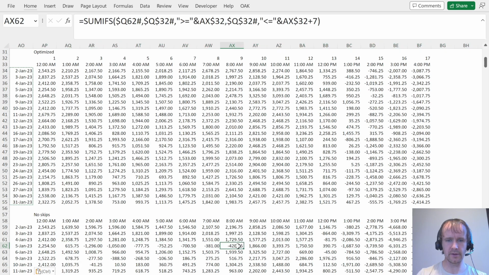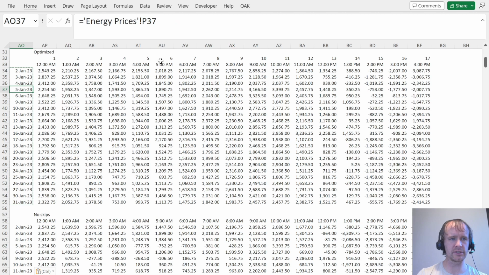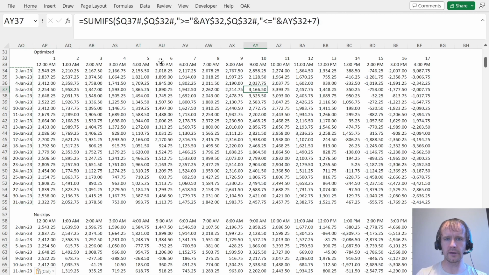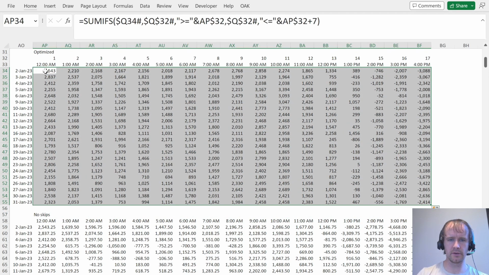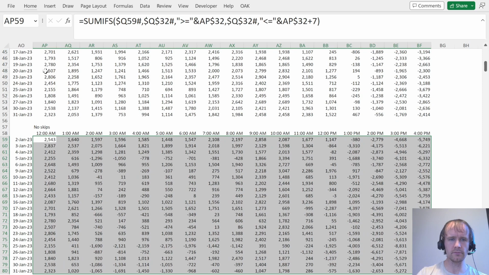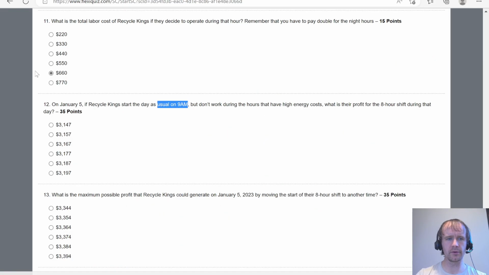January 5th, they actually lost 428, but it is looking for 3,000, so they don't start the day at 9 a.m., but let's say we do start the day at 9 a.m. January 5th. Start at 9 a.m., 3166.5. I want to get rid of my decimal places here. So January 5th, start at 9 a.m., 3167.